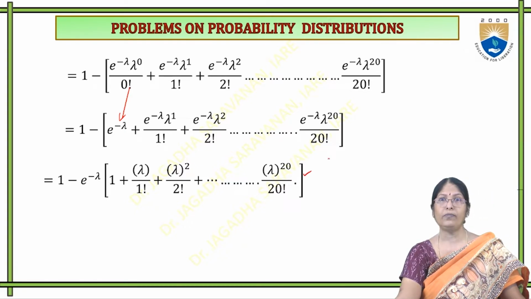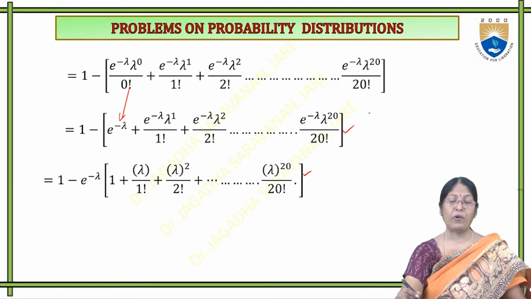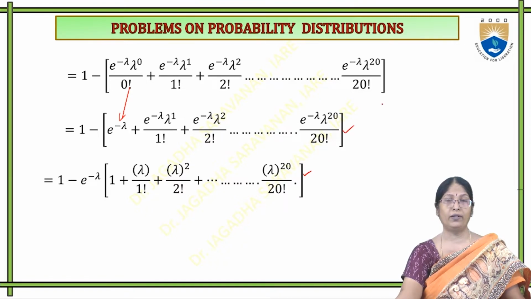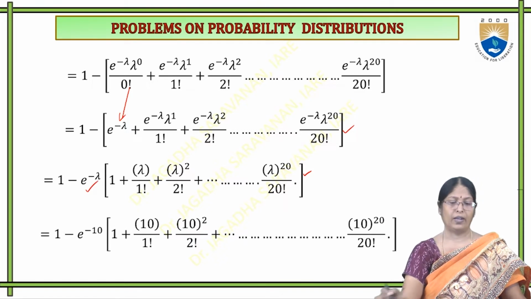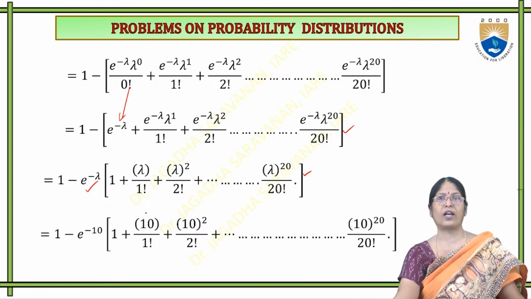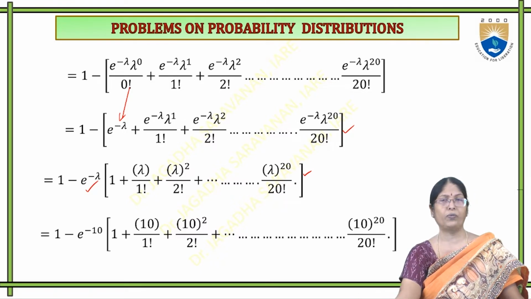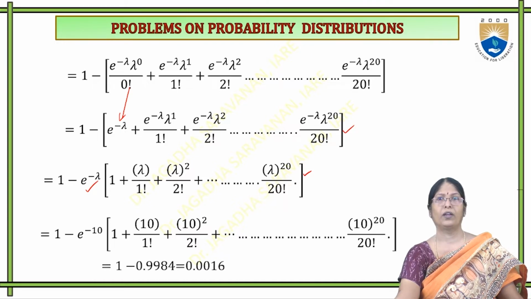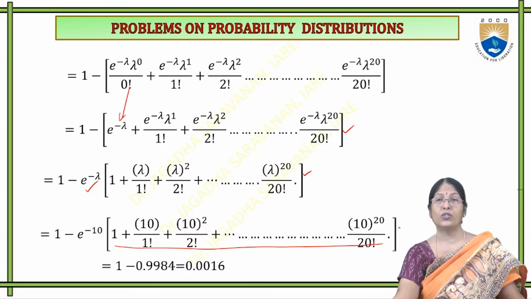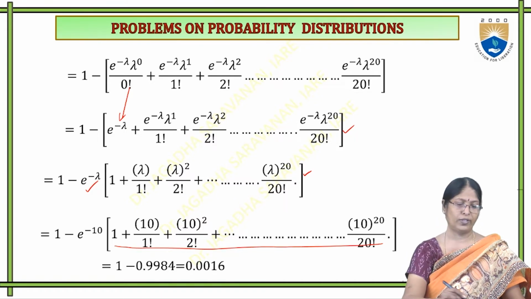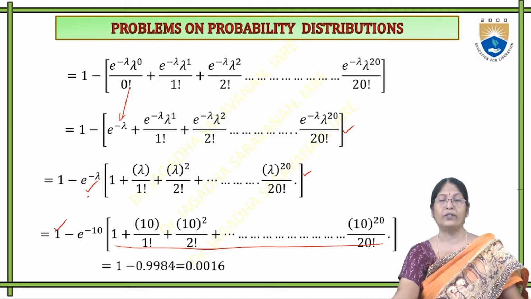This step, we are finding e power minus lambda, which is common. We have taken outside, the balance which is put inside. Lambda value, the last stage we are applying the lambda value to save the time. That's what I told already, in the initial stage also we can apply, nothing wrong in it. So using the calculator, this everything the calculation is 0.9984, which is subtracted from 1, we obtained the result 0.0016.